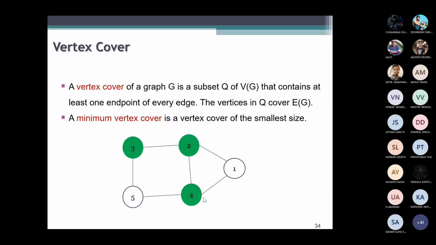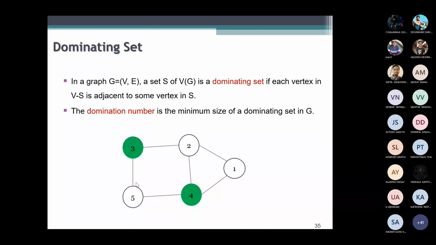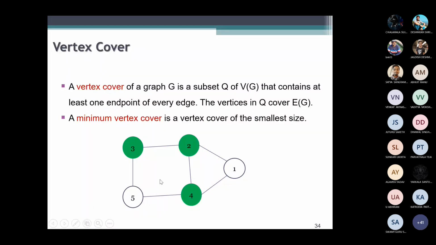But the smallest, I think. So what would be the size of the minimum vertex cover? I think it is the minimum one. If I write 3 and 4 only, then this edge will be covered. Okay, so this is the minimum vertex cover also. The size of the minimum vertex cover here is 3.